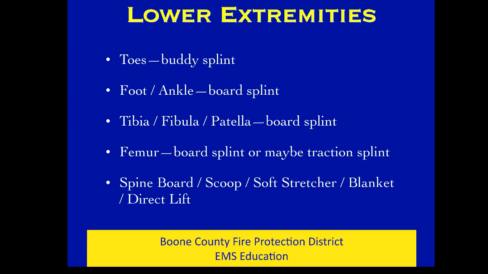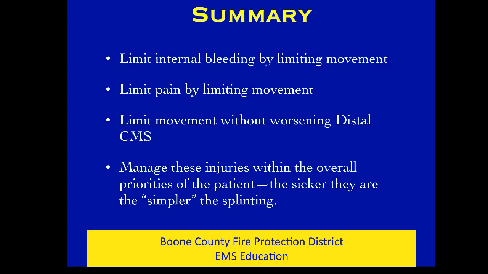But prior to an x-ray, to rule out involvement of the pelvis, we can't be pushing off the pelvis with a traction splint. So anyway, lower extremities would be a rigid board splint and a spine board or a scoop or a soft stretcher or a blanket or a direct lift or an ambulance cart or whatever. So you should come into lab knowing that upper extremities get a rigid splint and sling and swath, lower extremities get a board splint and then a spine board or scoop or some other adjunct to that.